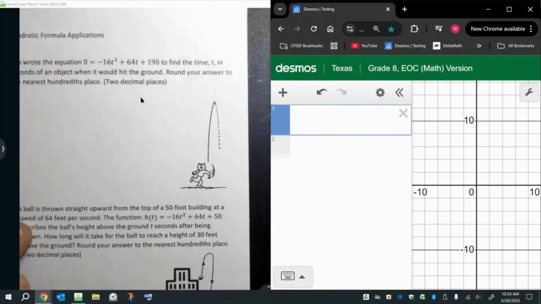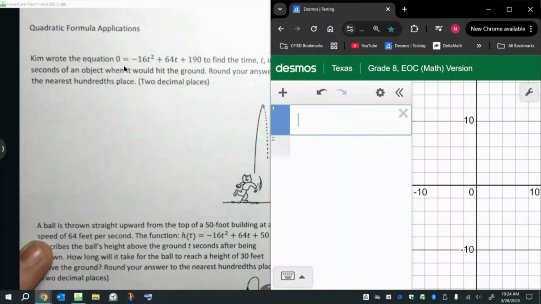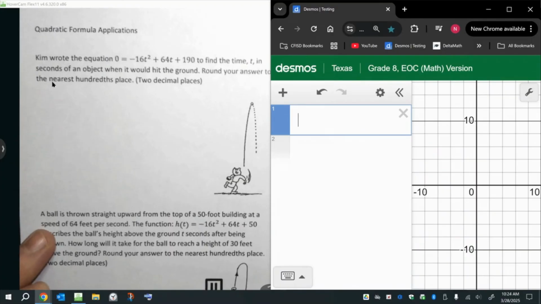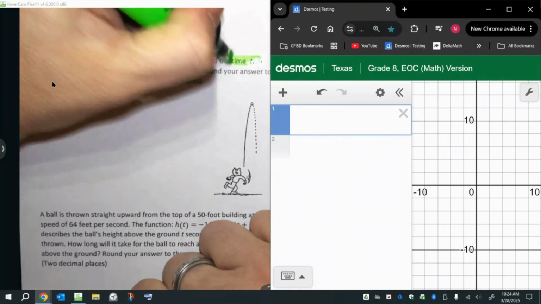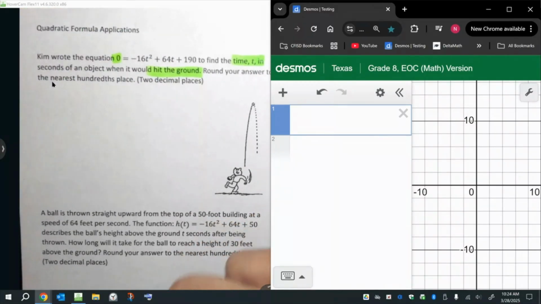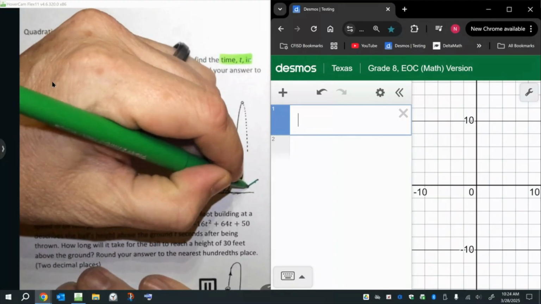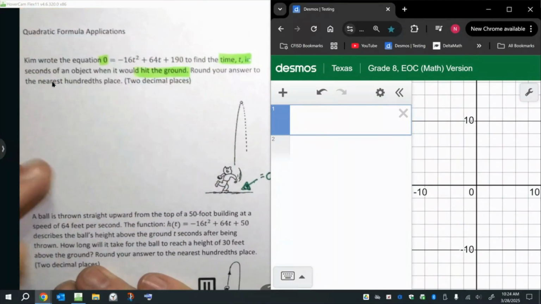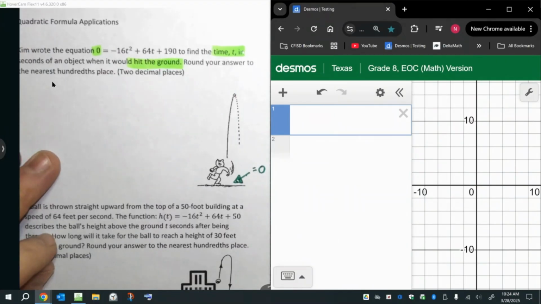So Kim wrote the equation right here to find the time in seconds for an object to hit the ground. She wants to know how long it's going to take for something to hit the ground. In other words, we want to know when it is equal to 0. We're going to round our answer to the nearest hundredth, because it may not necessarily be a nice number. So in other words, throwing something up in the air, we want to know when this is equal to 0. All right, so here's what we have.